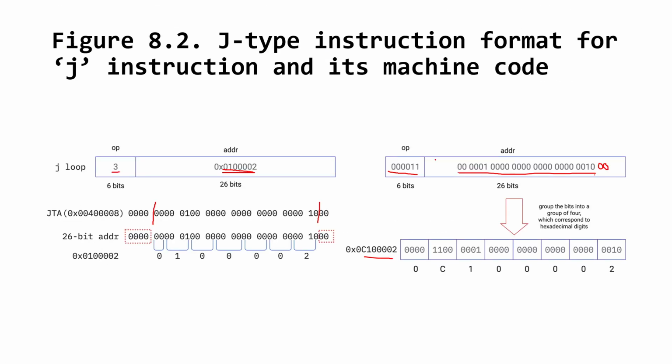Then the front of it is the current PC. The current PC usually does not exceed more than 50 lines, so it usually starts with 000. So you can put 000 there, and then you will get the real jump target address.